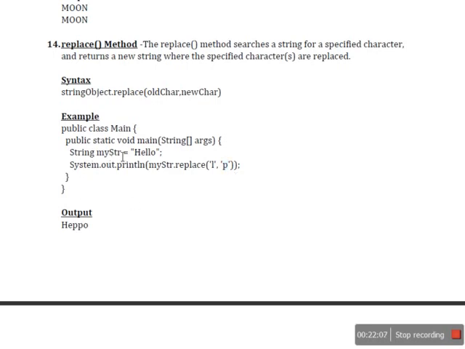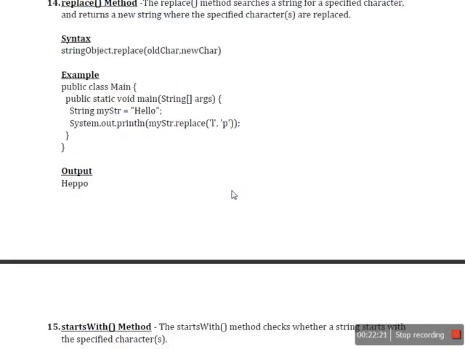So string mystr is equal to hello, system.out.println mystr.replace L, P. So this is the old character L, and the new character that you would like to replace it with is P. So this was hello, and we have replaced L with P, so the output will be heppo.